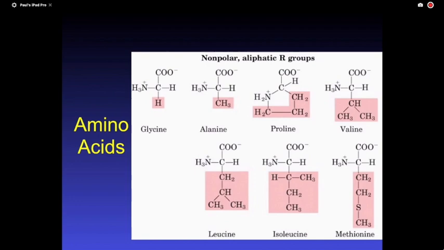This is the one that doesn't have a stereoisomer because it has 2 protons. Even though methionine has a sulfur in it, because it is bound in a thioether, it is nonpolar. All right.